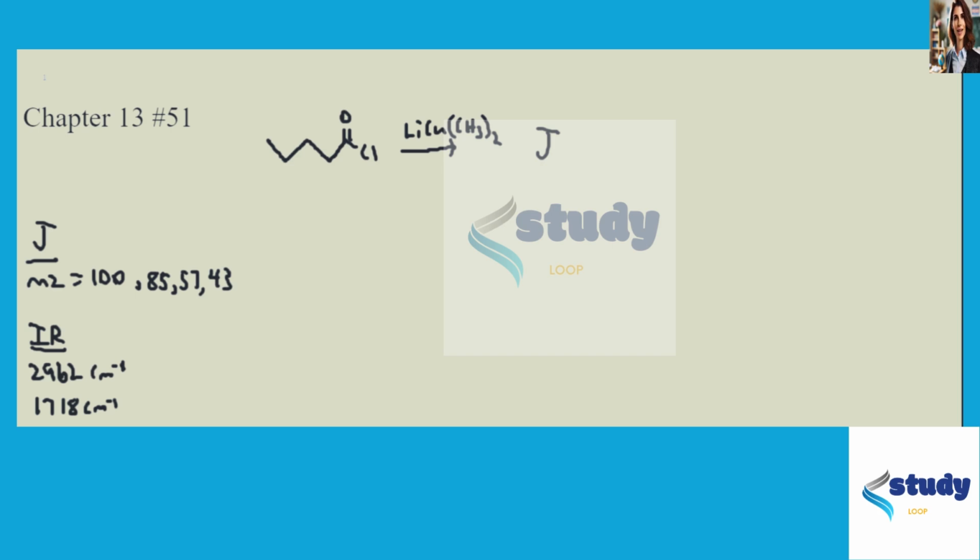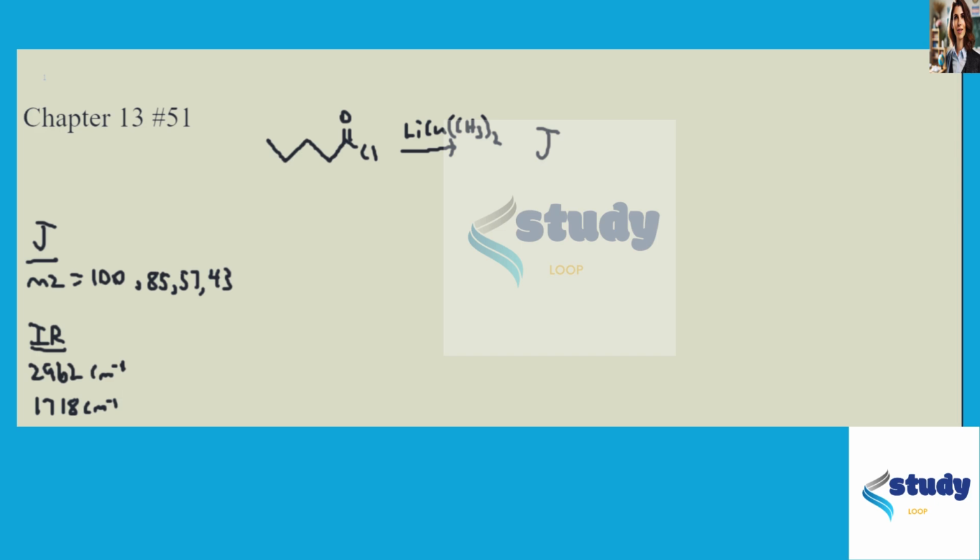This is the answer to Chapter 13, problem number 51 from the Smith Organic Chemistry textbook. In this problem, we are told that reaction of pentanoyl chloride with lithium dimethyl cuprate forms a compound J that has a molecular ion at 100, as well as fragments at 85, 57, and 43. We're told that the IR spectrum of J has strong peaks at 2962 and 1718 wave number. And so we are asked to propose a structure for J.